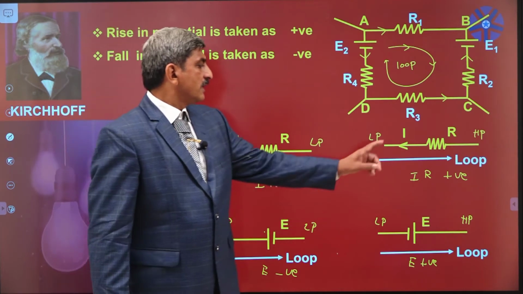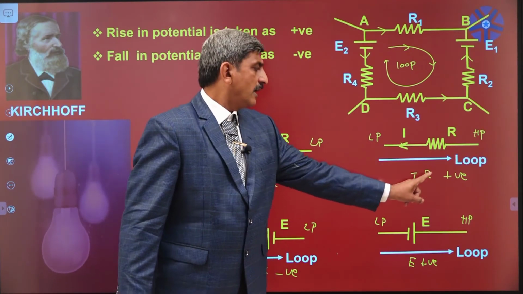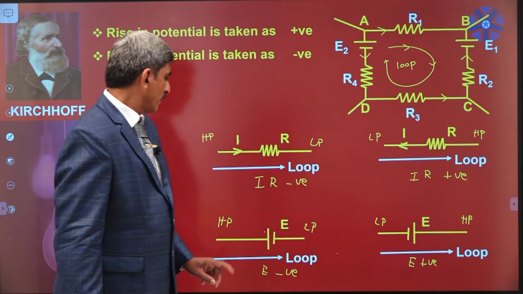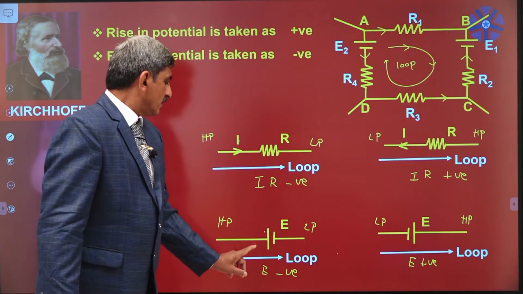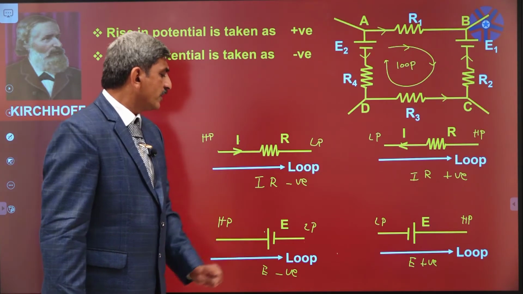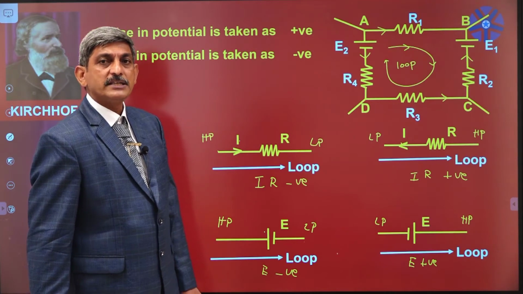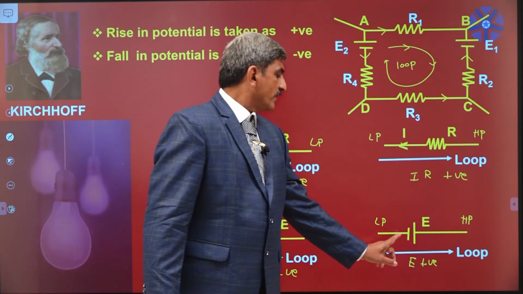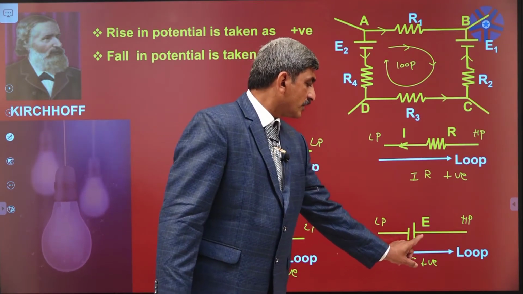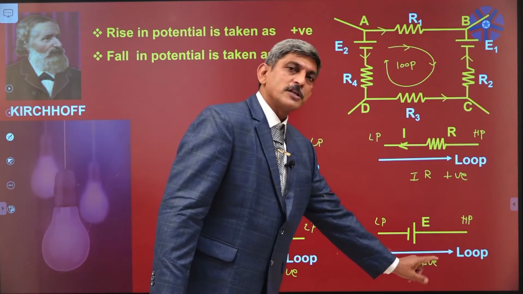When the direction of the current and the direction of the loop are in the opposite direction, IR is positive. When the loop is moving from the positive terminal of the battery to the negative terminal of the battery, EMF of the battery E is negative. When the loop is moving from the negative terminal to the positive terminal of the battery, then the EMF of the cell is positive.